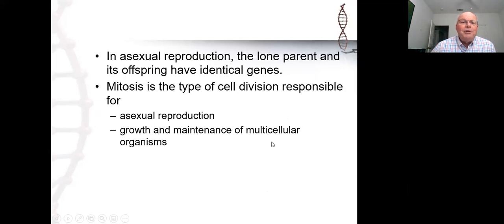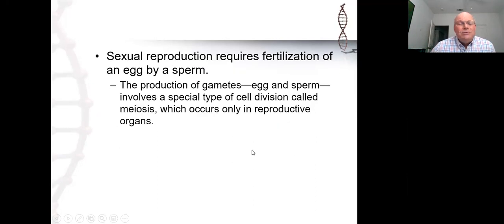But for those that reproduce sexually, you need to produce gametes. And the big deal about gametes, eggs and sperm, is that they are not genetically identical either to each other or to the parent cell that gave rise to them.